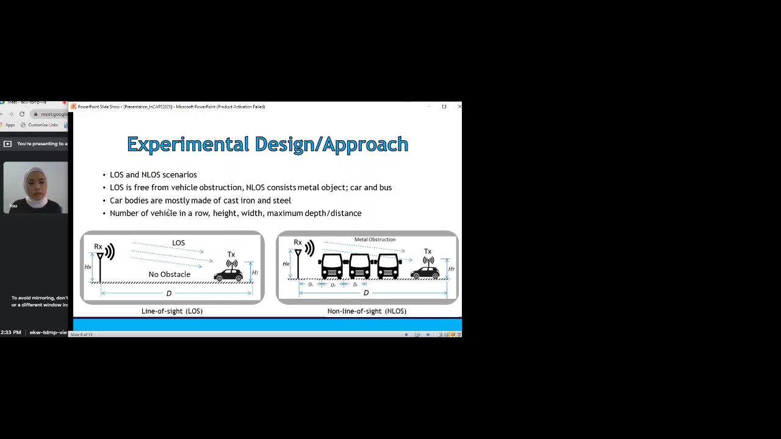Similar to the non-line of sight environment, where the object is substituted with a car and bus obstruction. So the car represents a smaller metal object, whereas the bus is a larger metal object. These vehicles are used as metal objects as a reference because it has also been proven in the literature that the metal of cars and buses is manufactured from cast iron and steel.